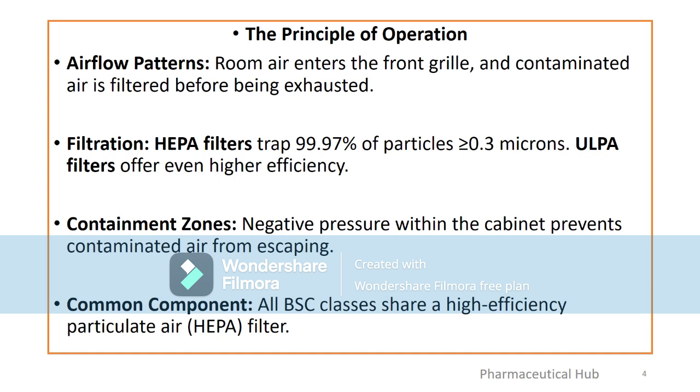Slide 4. The principle of operation. Airflow patterns. Room air enters the front grille, and contaminated air is filtered before being exhausted. Filtration. HEPA filters trap 99.97% of particles greater than or equal to 0.3 microns. ULPA filters offer even higher efficiency. Containment zones. Negative pressure within the cabinet prevents contaminated air from escaping. Common component. All BSC classes share a high-efficiency particulate air HEPA filter.